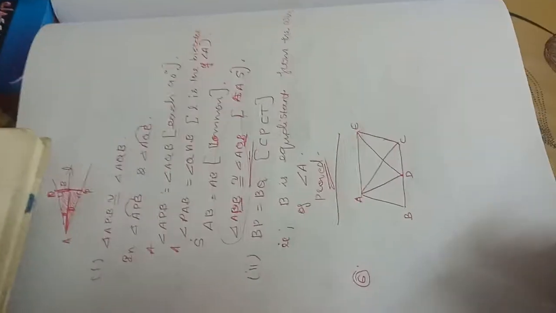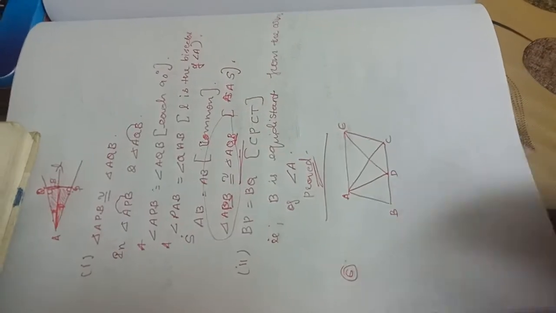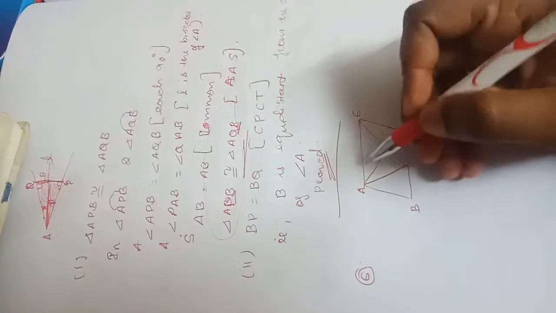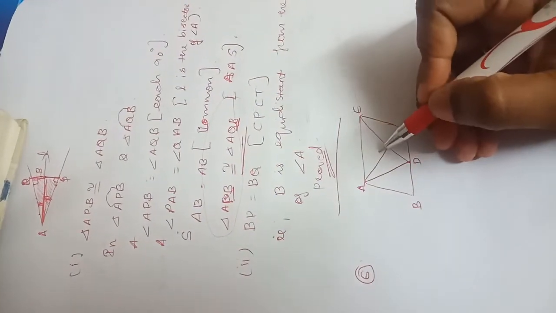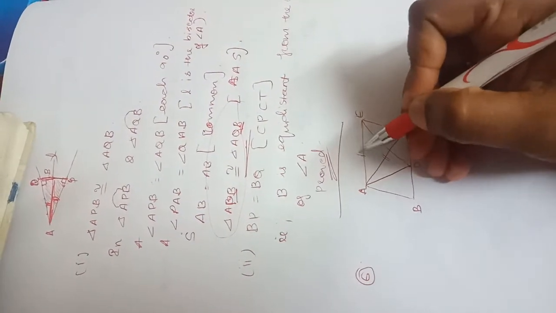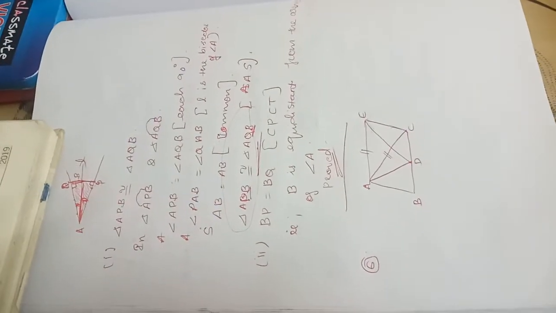Next, question number 6. In the figure, this is the figure. AC is equal to AE. So AC is this diagonal. AC is equal to AE, which is given in the question. I mark these two lines.